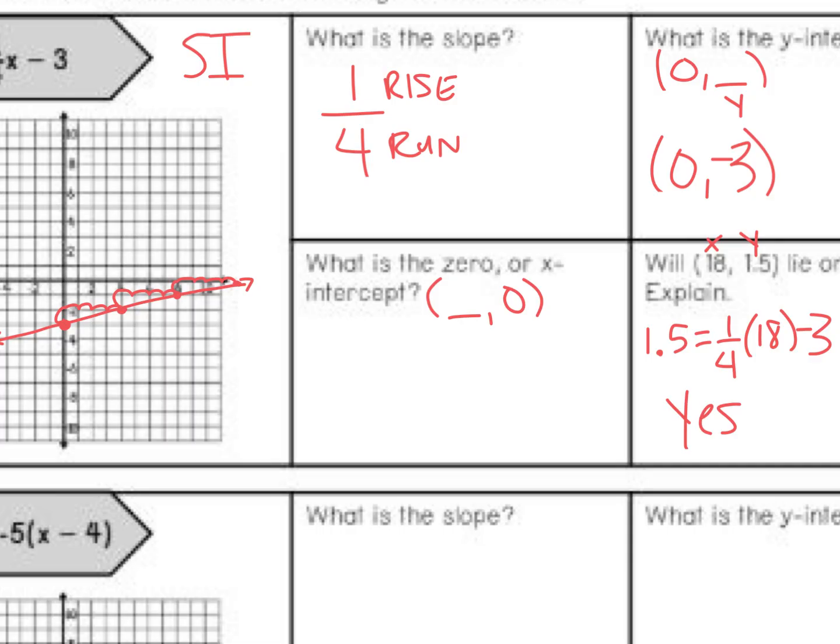So the only thing that's left is the x-intercept. So we're going to go to Desmos for this. After using Desmos, we did confirm that yes, 12, 0 is our 0 or our x-intercept.